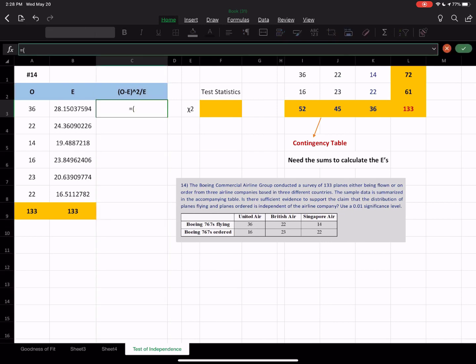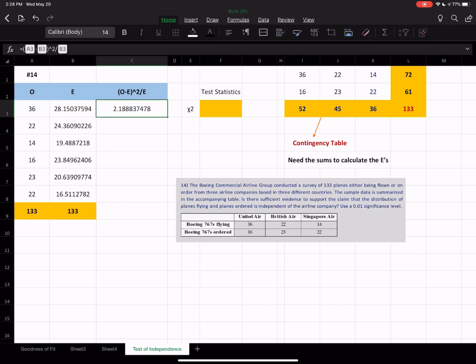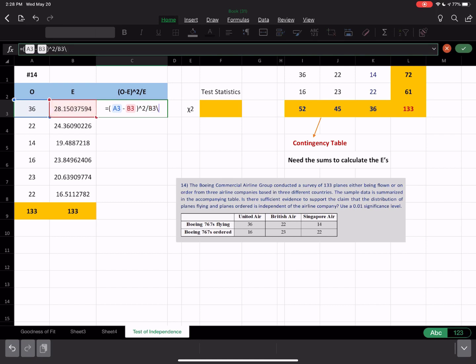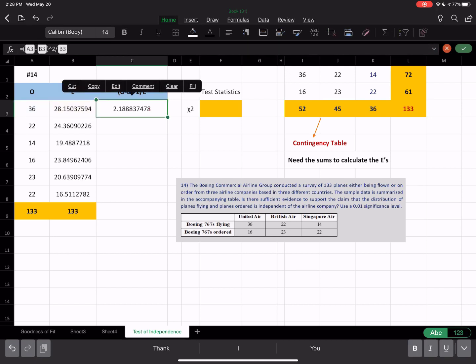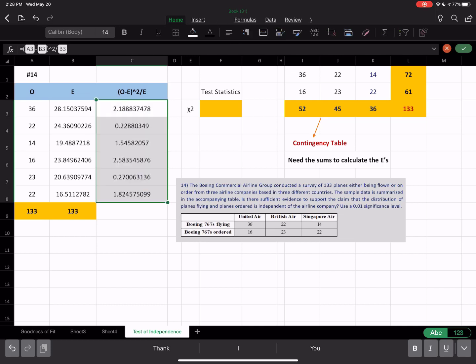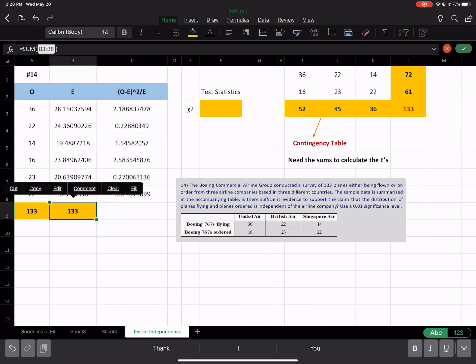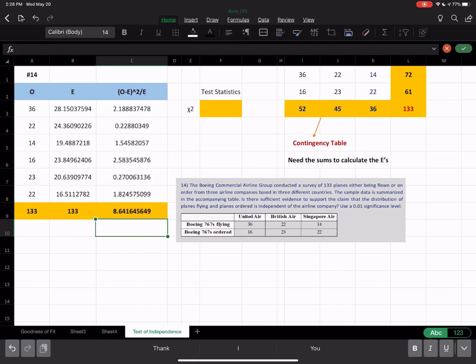So now, let me calculate the test statistics here. Now this one you can drag down. So O, we'll just do it once, minus E, quantity squared divided by E. This one you can fill down, and if I sum them up, I have a test statistics of 8.642. So I can just copy that here, 8.642. So that's my test statistics for this exercise.